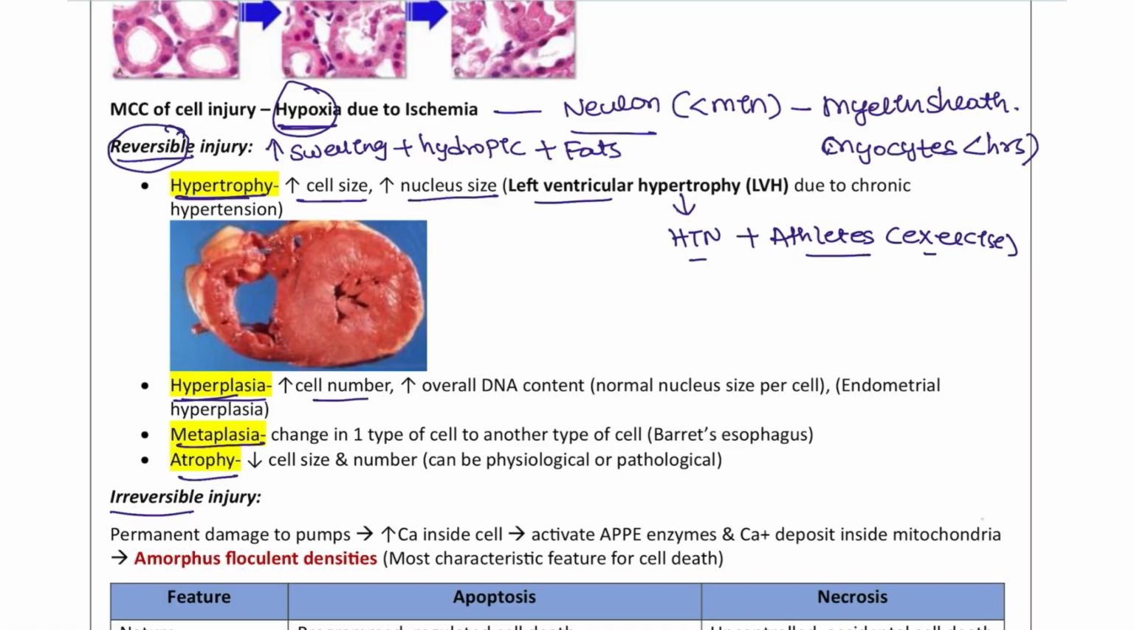Hyperplasia is increased cell number and increased overall DNA, seen in endometrial hyperplasia and also in pregnancy. Metaplasia is where one type of cell changes to another type of cell, seen in Barrett's esophagus, and Barrett's esophagus can increase the chance of adenocarcinoma. Atrophy is decreased cell size and decreased cell number. It can be physiological or pathological, especially seen with aging.